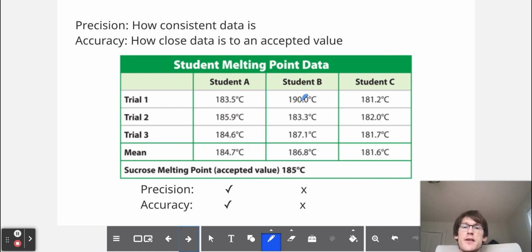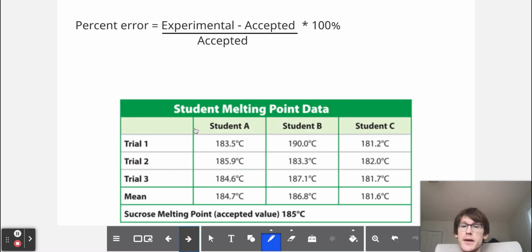Student B, this is a very wide range, and it's not especially accurate either because 186.8 is a bit off of your 185. Student C, 181.6 versus 185, that is definitely a mean that is well off of the accepted value. So this is low accuracy, though all the values are pretty close together, so we could say these values lead us to a great level of precision.